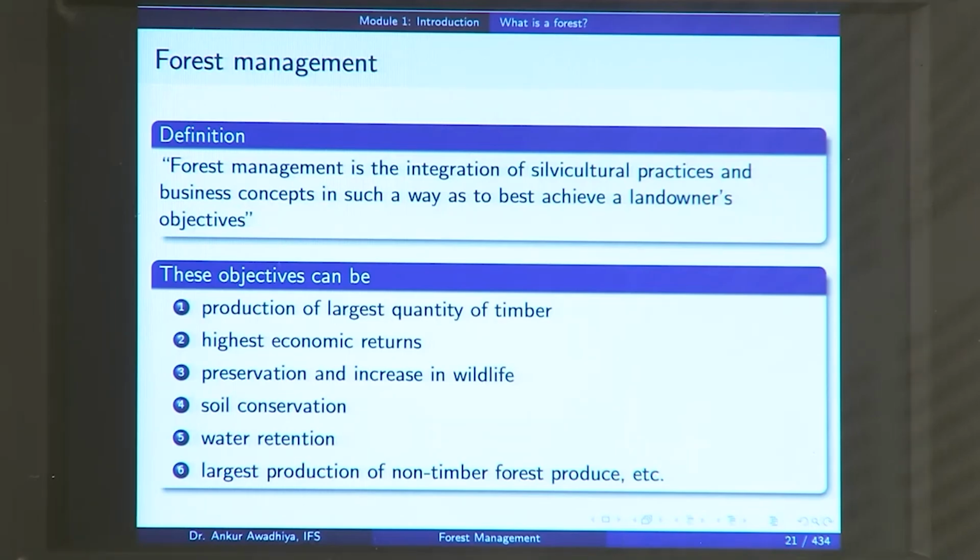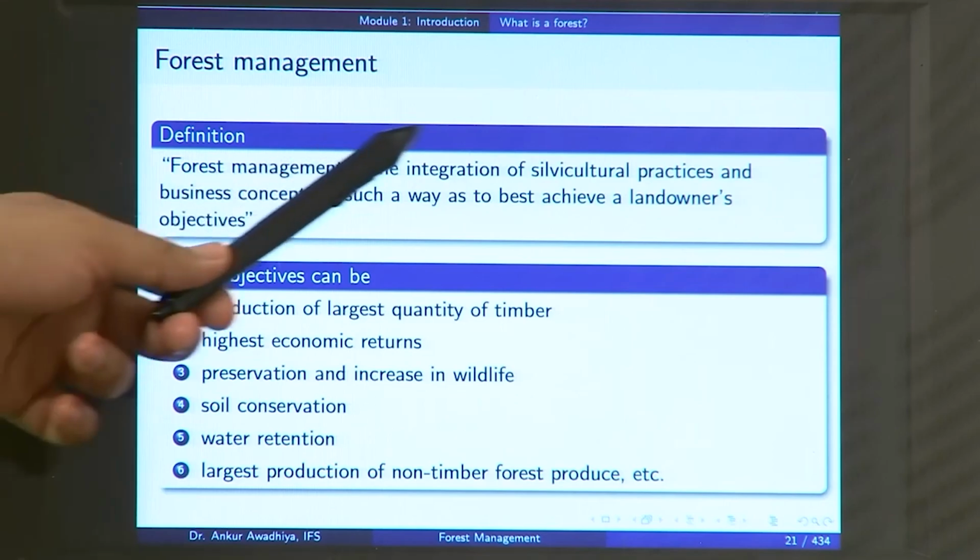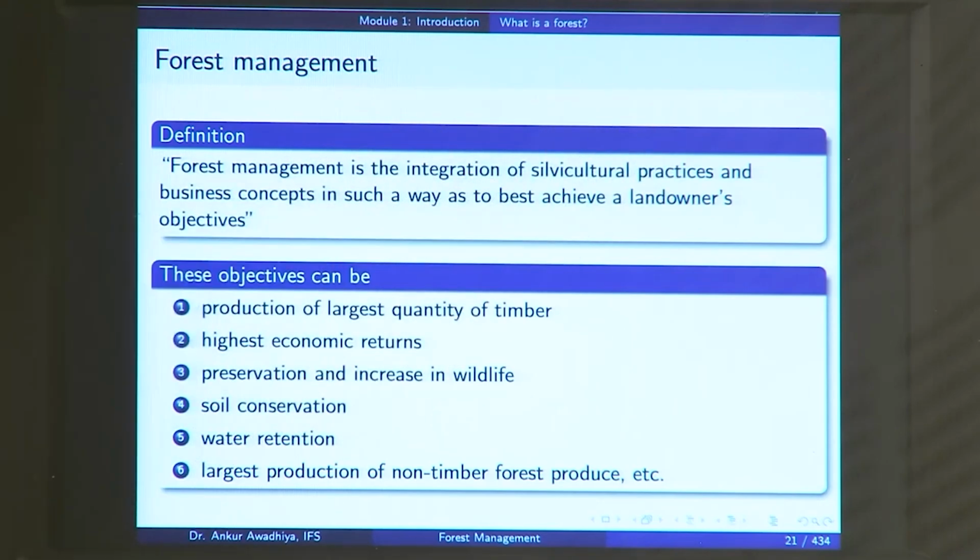So, now we move to the definition of forest management. Now, this course is forest and forest management. So, we saw what is a forest. A forest can be defined as different categories of lands, whether they have trees or not, under different definitions. And then forest management is the integration of silvicultural practices and business concepts in such a way as to best achieve a landowner's objectives. So, when we are talking about forest management, we have a forest and we are managing it in such a way that we are able to achieve certain objectives. So, we are talking about management by objectives.